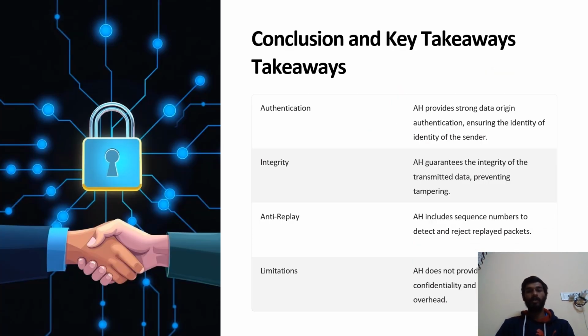So conclusion, key takeaways. Authentication header provides strong data origin authentication, ensuring the identity of the sender. Integrity. Authentication header guarantees the integrity of the transmitted data, preventing tampering. Anti-replay. Authentication header includes sequence number to detect and reject replayed packets. Limitations. Authentication header does not provide confidentiality and may introduce overhead.